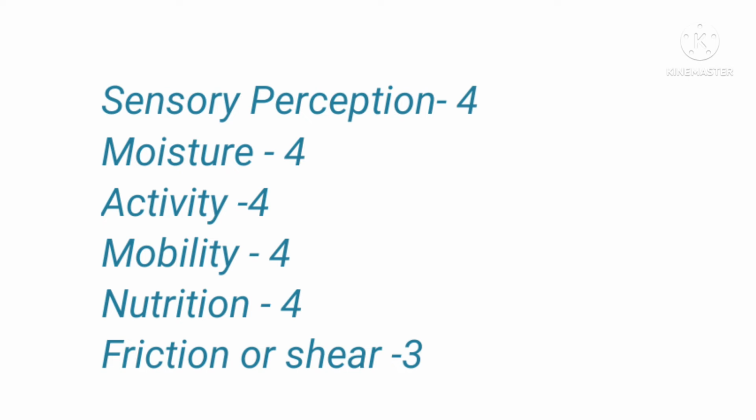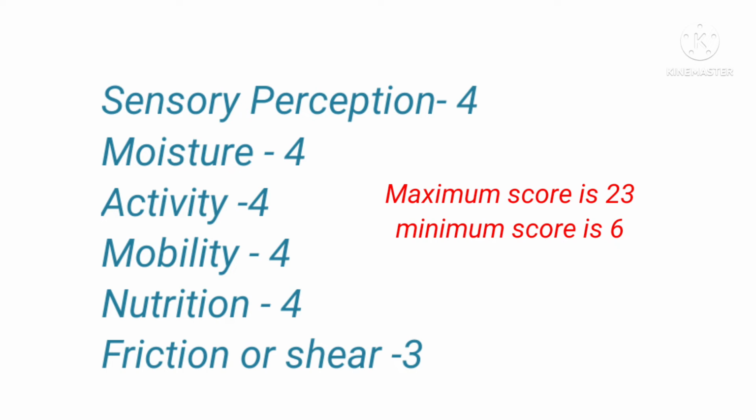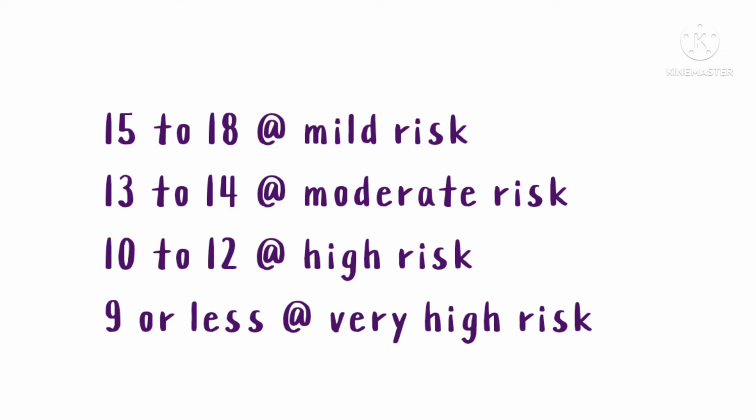The maximum score of sensory perception, moisture, activity, mobility and nutrition is 4 and friction or shear is 3. So the maximum score of Braden Scale is 23. Minimum score is 6. Patient with Braden Scale score 15 to 18 is at mild risk to develop pressure ulcer, 13 to 14 at moderate risk, 10 to 12 at high risk, 9 or less at very high risk.